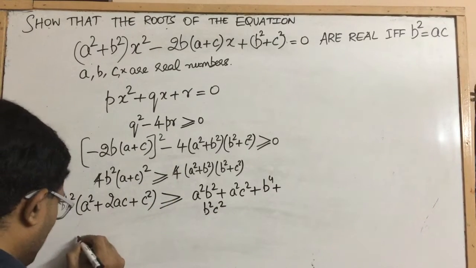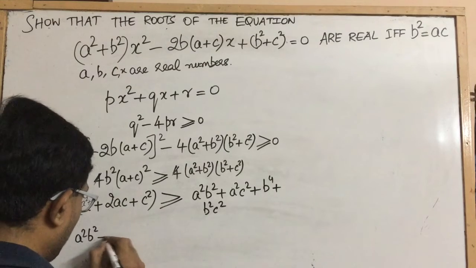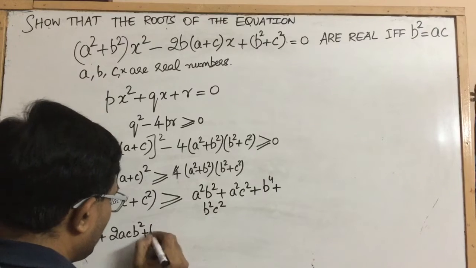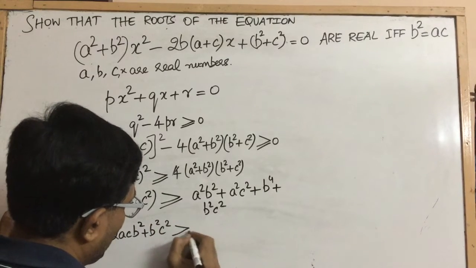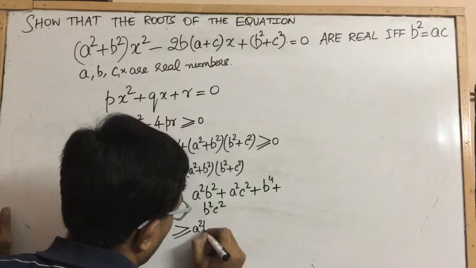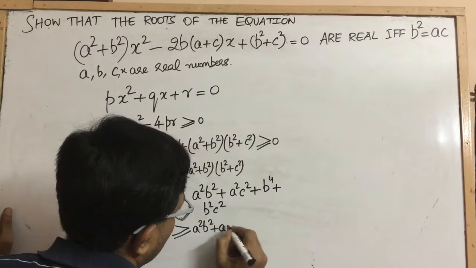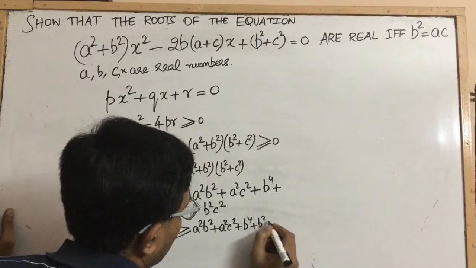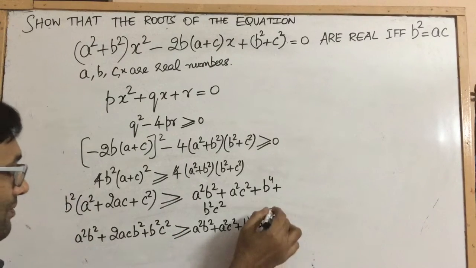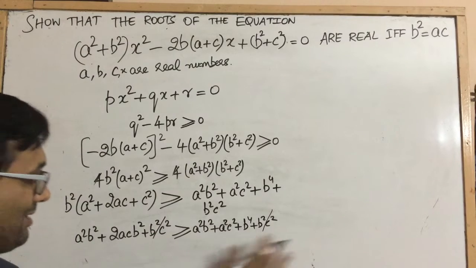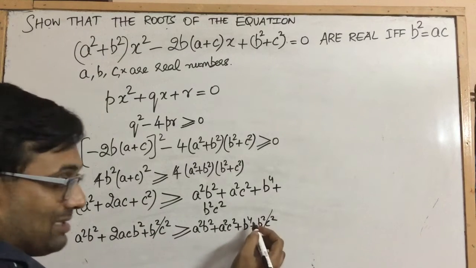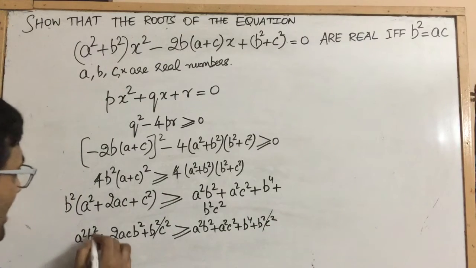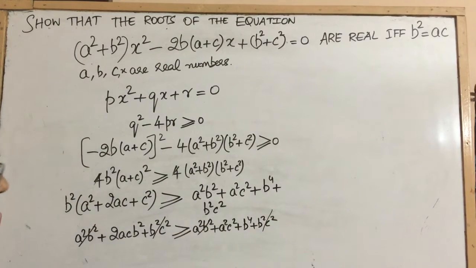So we simplify this, we get a squared b squared plus twice ac times b squared plus b squared c squared needs to be greater than or equal to a squared b squared plus a squared c squared plus b power 4 plus b squared c squared. Now b squared c squared we can cancel, because they are the same on either side of the inequality, as is a squared b squared.